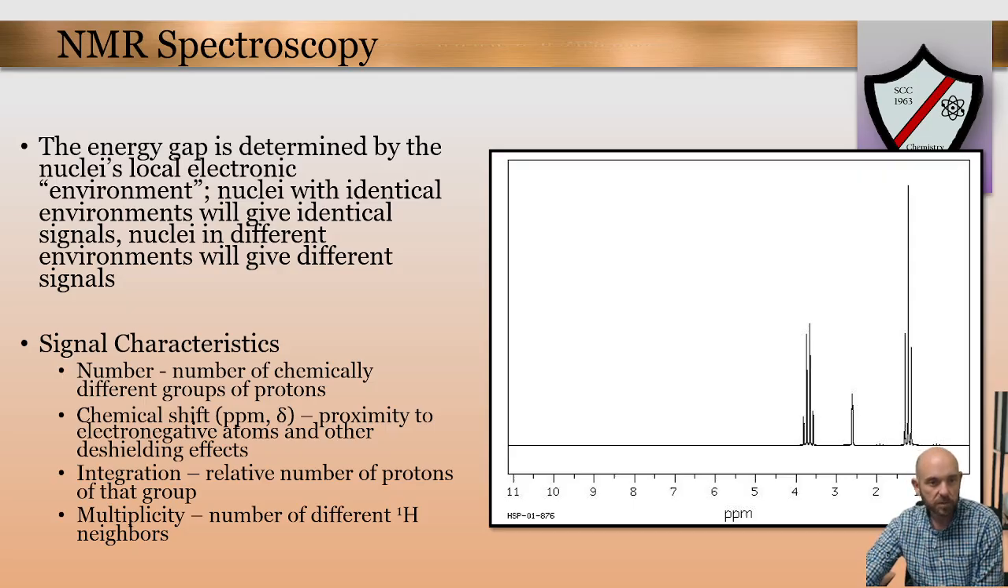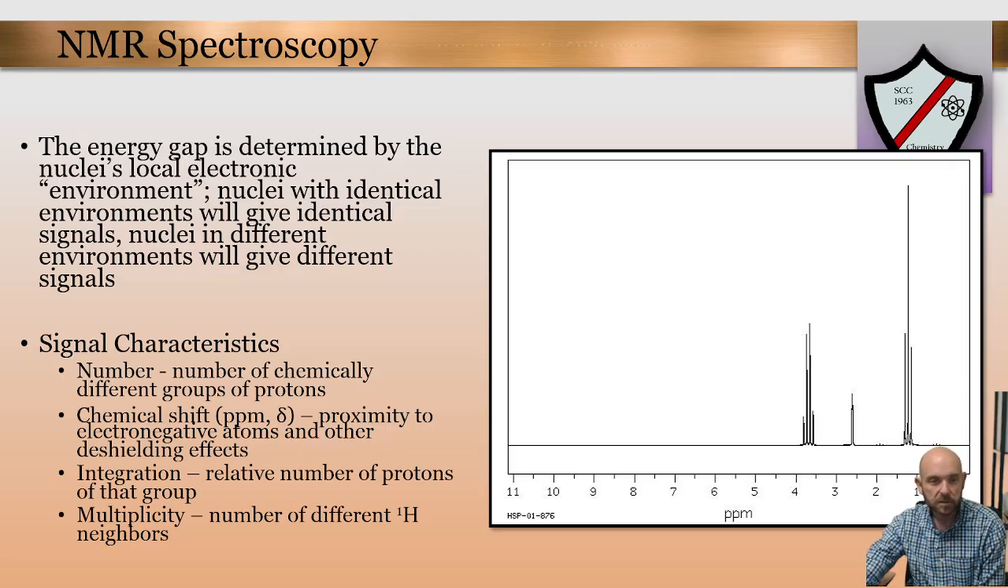So going back through those, the number: when you're looking at this graph here, each signal is one group of these peaks that you see. So there are three different signals in this molecule. So I know that there are three different groups of chemically equivalent protons in this molecule. And again, we'll investigate what chemically equivalent means in just a moment. I can determine how close they are to different electronegative species such as oxygen or bromine by how far these signals fall up or down the graph.